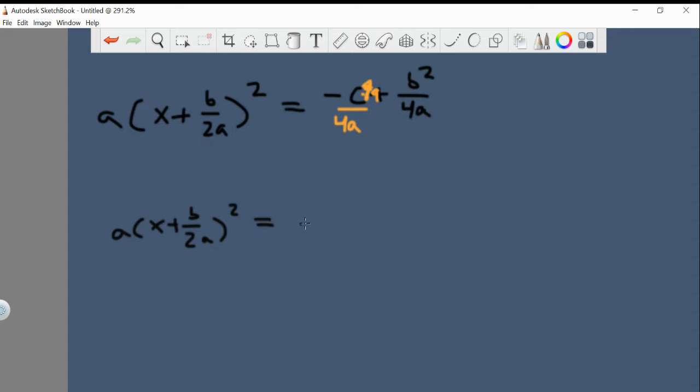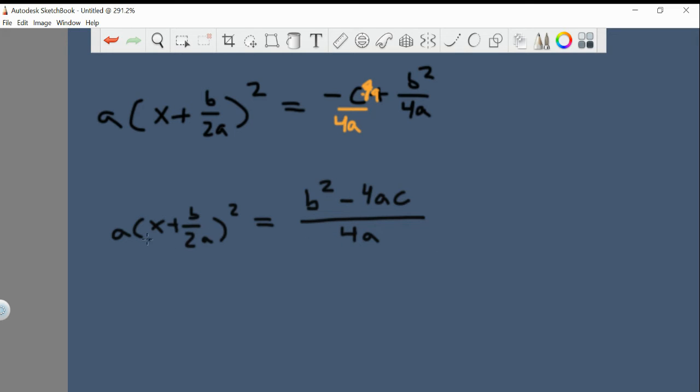Getting very close here. Now we have common denominators, 4a. But on top, we have negative c times 4 times a plus b squared. So if I write the b squared first, that's a positive b squared, and a negative 4ac. A lot of times this is the first moment that we get that little aha moment. Oh, wow, that's the discriminant. This is starting to look like the quadratic formula, okay?